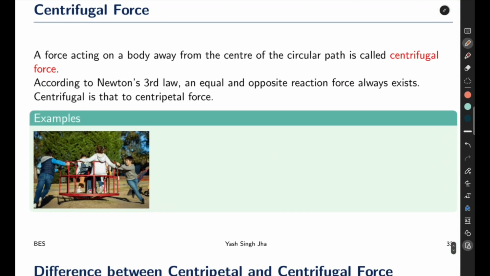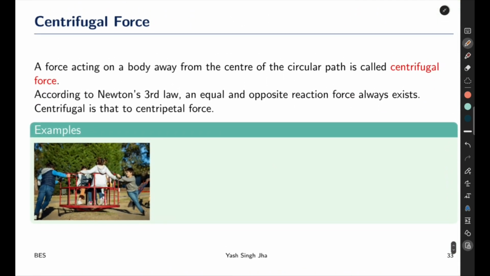And as per Newton's third law, every action has an equal and opposite reaction. So a centripetal force must have something equal to it but opposite, and that force is nothing but the centrifugal force. An example of this force is when you sit on a merry-go-round, or in a park, a structure in which you rotate while sitting on it. You will feel as if you are being pushed away from the center. That force is called centrifugal force.